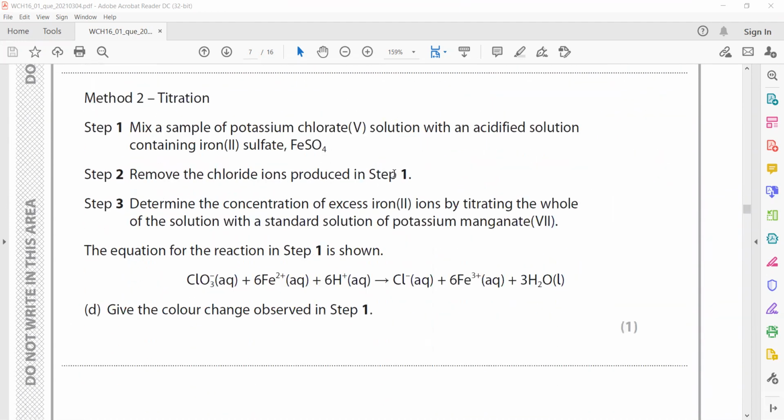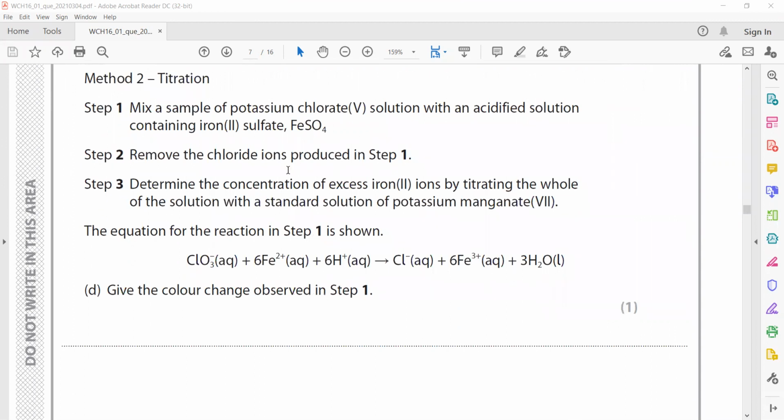Titration, second method: mix a sample of potassium chlorate(V) solution with acidified solution containing iron(II). Remove the chloride ion produced and determine the concentration of excess iron(II) ions by titrating the whole solution with standard solution of potassium manganate(VII). So first, we reacted chlorate ion with iron(II), oxidized to iron(III), and chlorate ion changed to chloride ion. Here chlorine's oxidation number is +5, so it is reduced to -1.